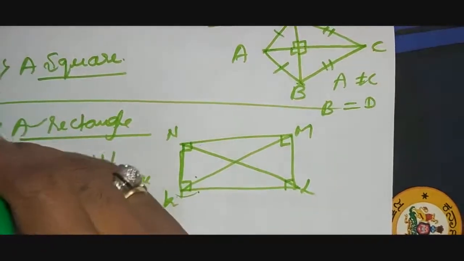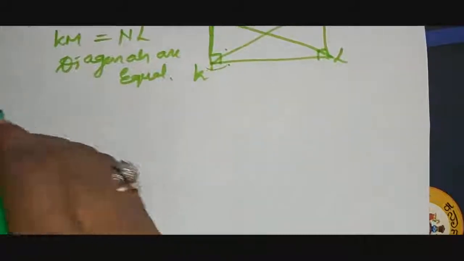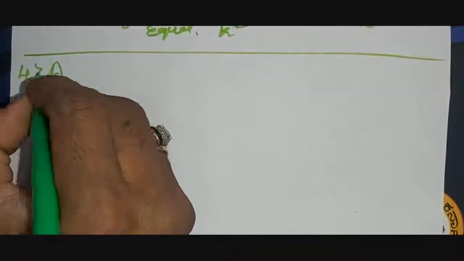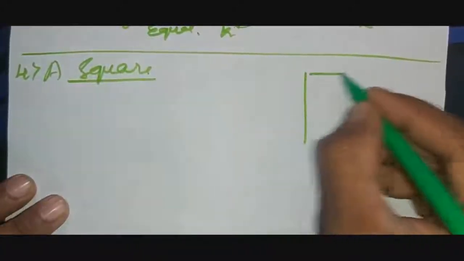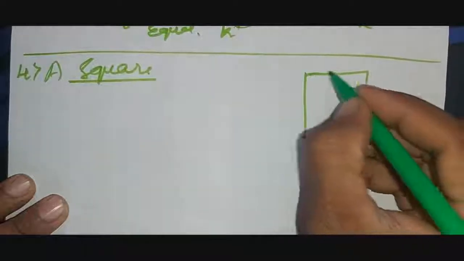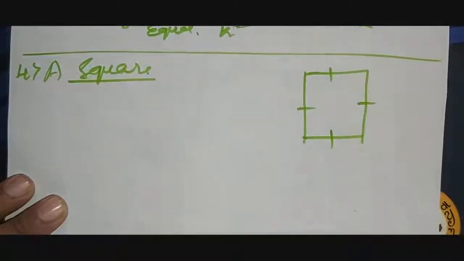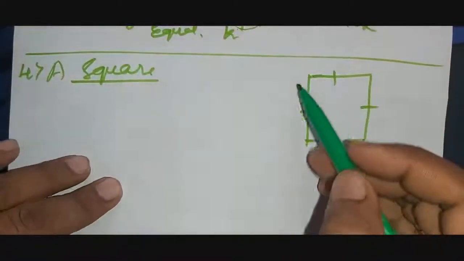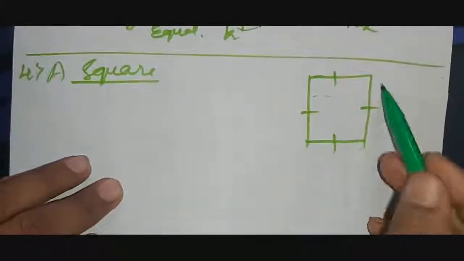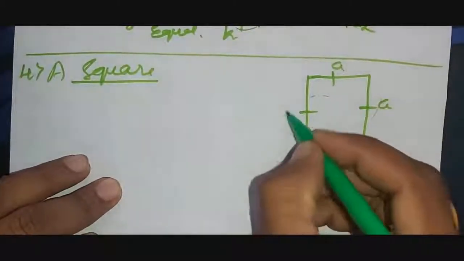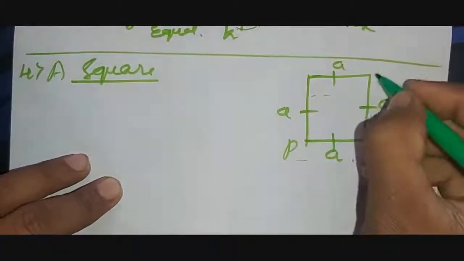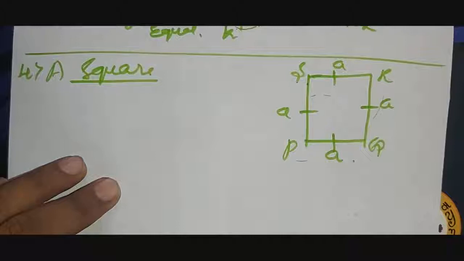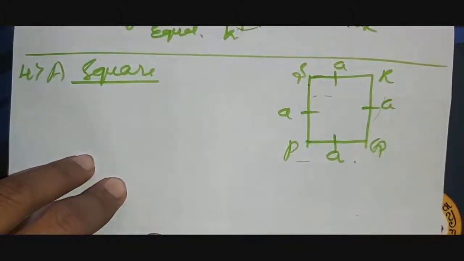Now let us discuss the square. A square. See, a square is a rectangle with sides of equal length. P, Q, R and S. Sides of equal length, I will write.